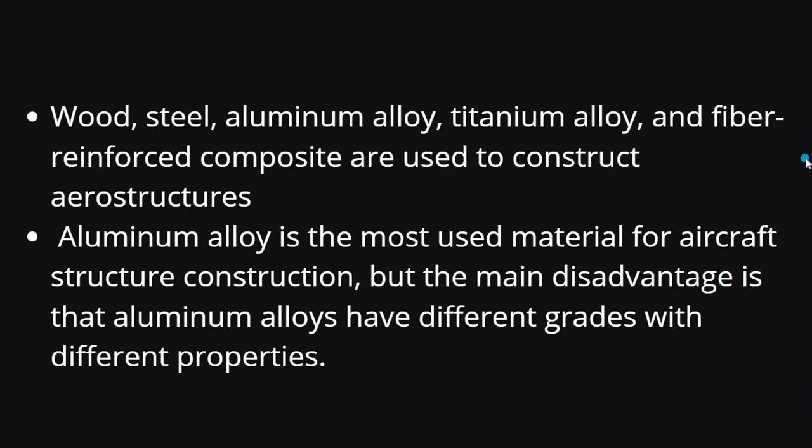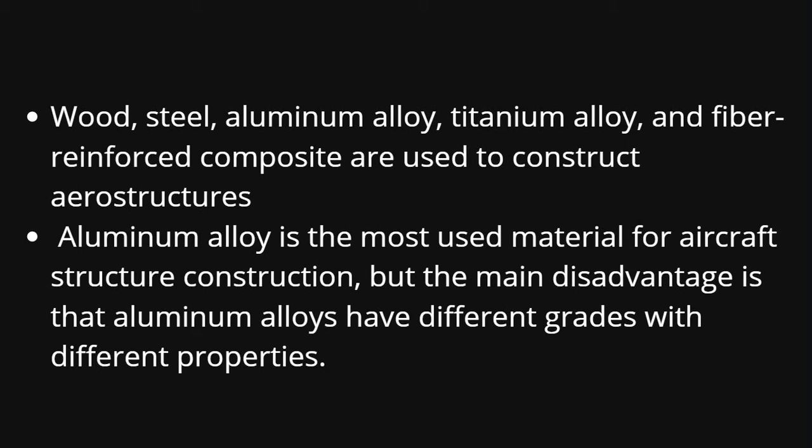In early days, we used wood, steel, aluminum alloy, titanium alloy, and fiber reinforced composites to construct aerostructures. Now we don't use wood for aircraft structures. In early days we used wood, but now we mostly use steel, aluminum alloy, titanium alloy, and fiber reinforced composites to construct aerostructures.